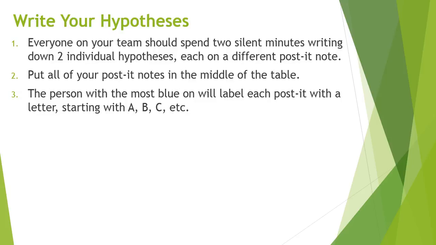For item number 3, what everyone usually asks about is they don't really get this part. So if you write a hypothesis on a Post-it note, the person with the most blue on would take everybody's Post-it note, and on the top one they would write A. On the one under that they'll write B, then C, D, E, F, as many letters as they need until all the people's hypotheses on each Post-it note are accounted for.